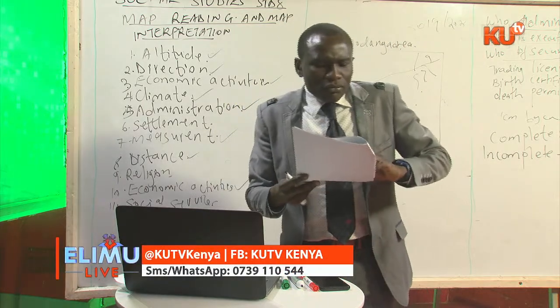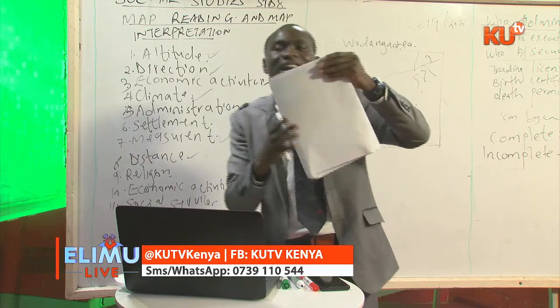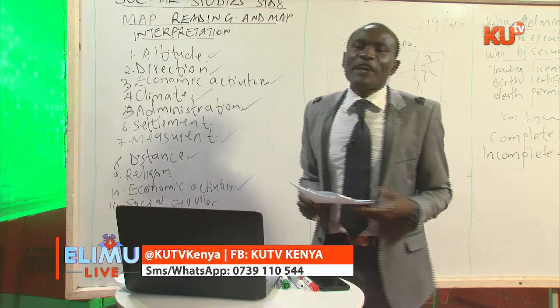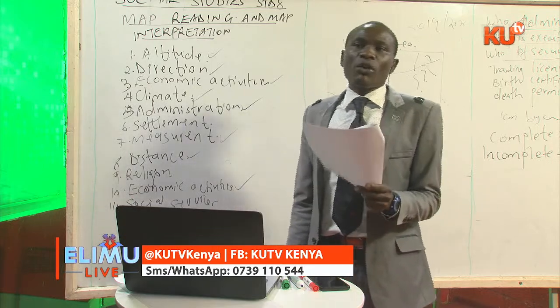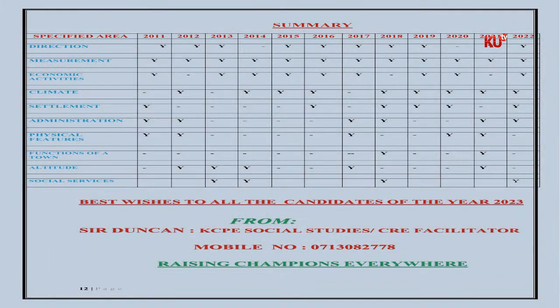Now, I want us to look at the final summary. The final summary that we are going to use now to see. That is the final summary. Look at your screen. Where we have Y, it means yes, that question was set. Where we have a dash, it means that year no question came there.